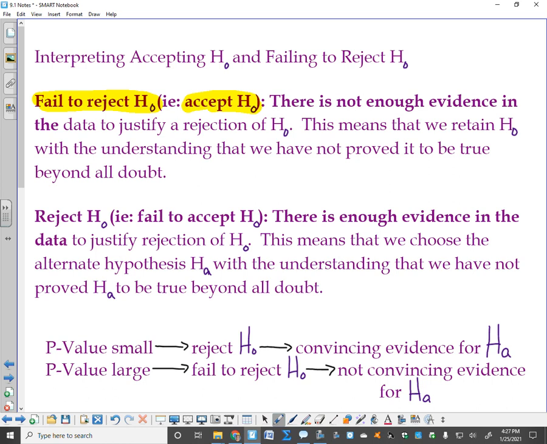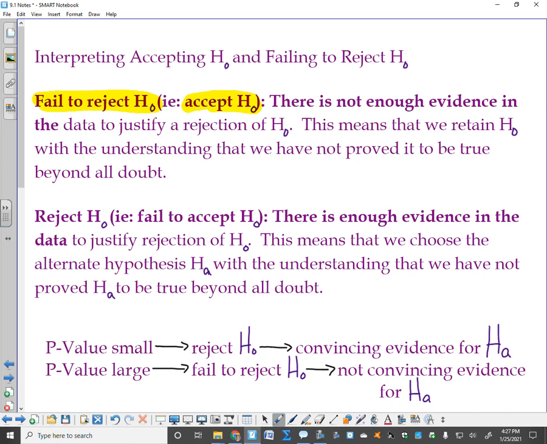So here's what we're going to say. There is not enough evidence in the data to justify a rejection of H sub O. This means that we retain, we keep it with the understanding that we have not proved it to be true beyond all doubt. Some people are still going to think Miss Hunter did it. There was just evidence there.